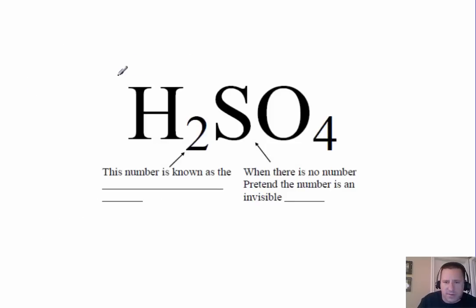So let's move to this next section here. We see H2SO4. And you may have seen chemical formulas like this before, but you didn't really understand what they meant. So we're going to break that down in a little bit more detail. First, you have H. This stands for hydrogen. It's the symbol on the periodic table. This is sulfur, and this is oxygen.